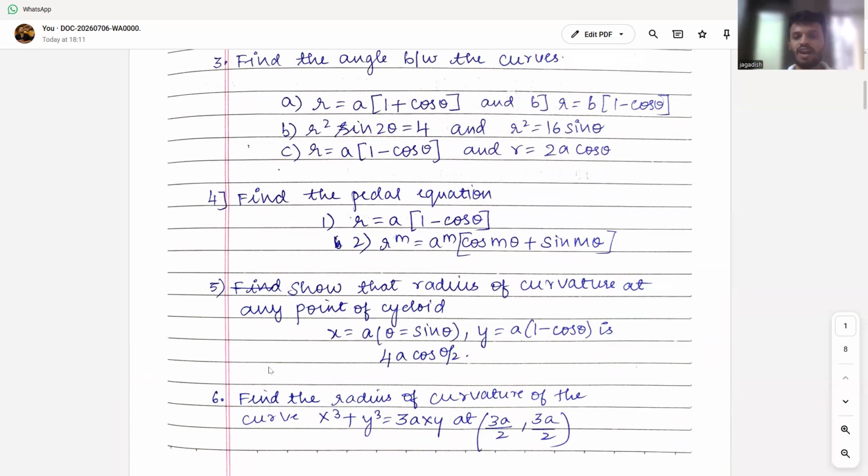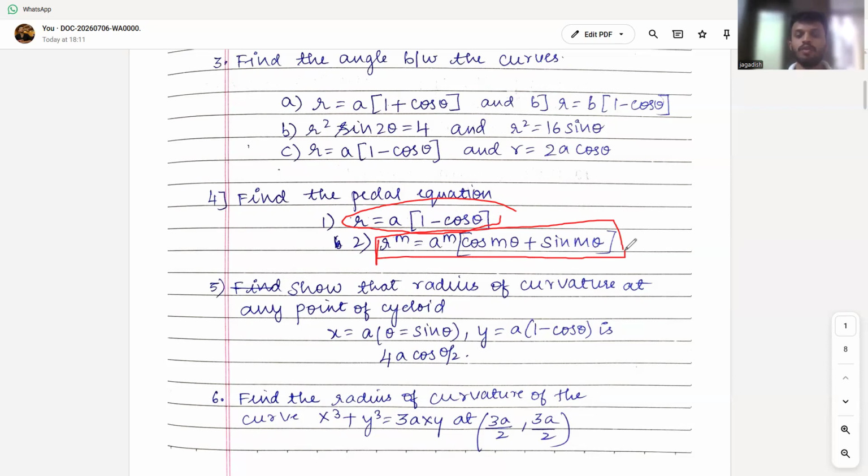Next, find the pedal equation. It is very important to practice pedal equation problems. They will be giving you one question: r is equal to a into 1 minus cos theta. There is one equation for the pedal equation which you have to remember and substitute there. Then you will be getting the required pedal equation.